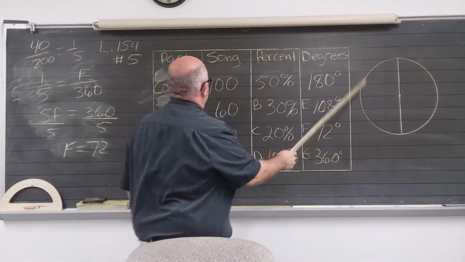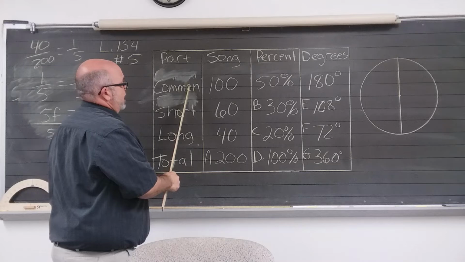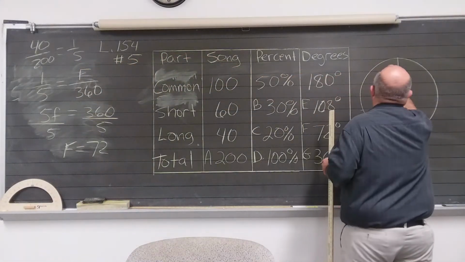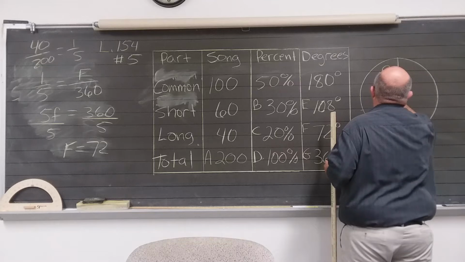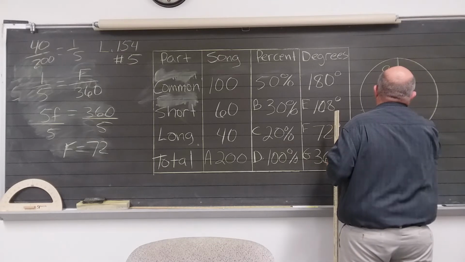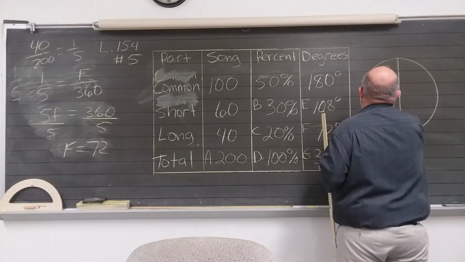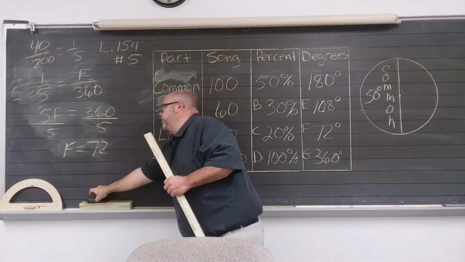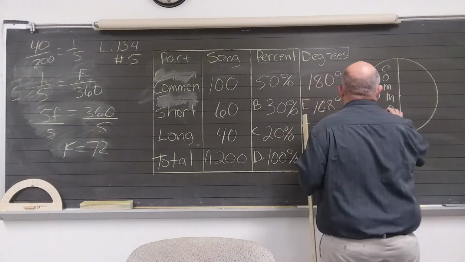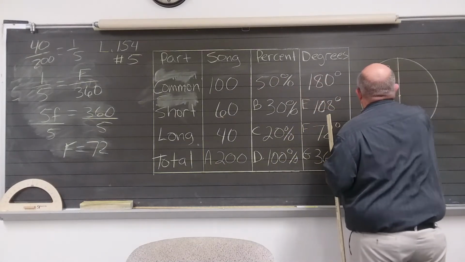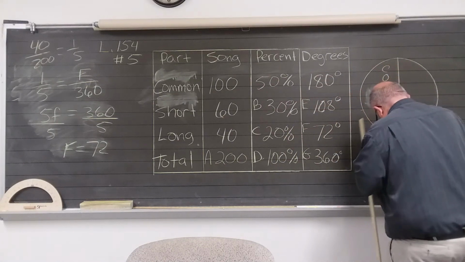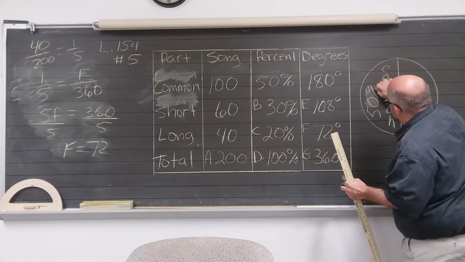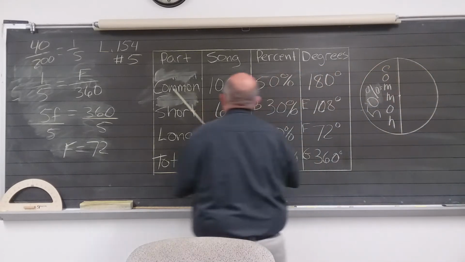Half of this circle represents common, 50%. Common is 50%. I'm getting it jammed up, sorry. Read it like this: 50%. All right? You got that taken care of.